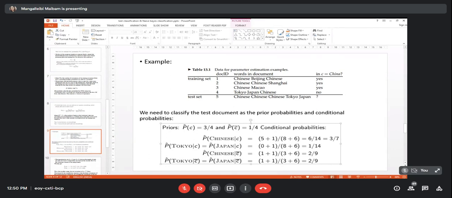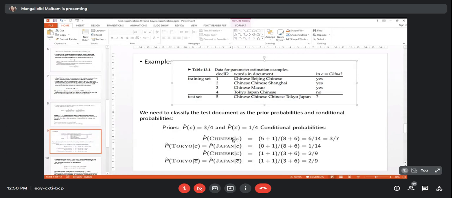Can anybody tell me what 6 is? Yes, the number of unique terms in the collection. So we have only 6 unique terms in this given example. So 5 plus 1 divided by 8 plus 6. This gives our conditional probability for Chinese in China class.